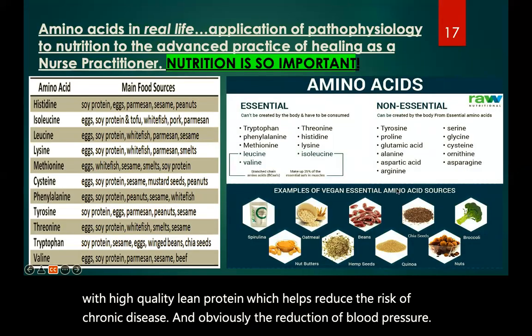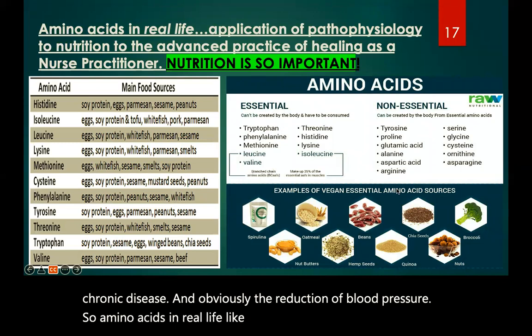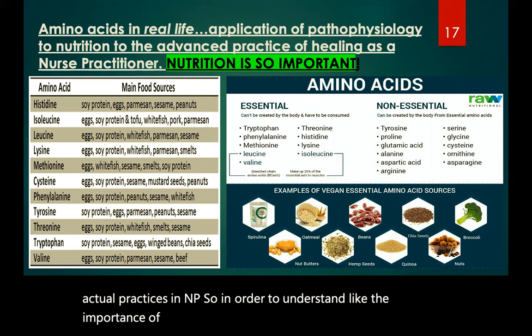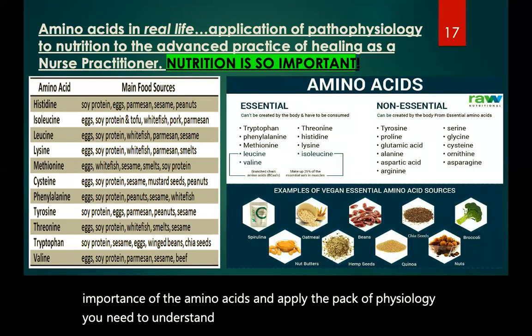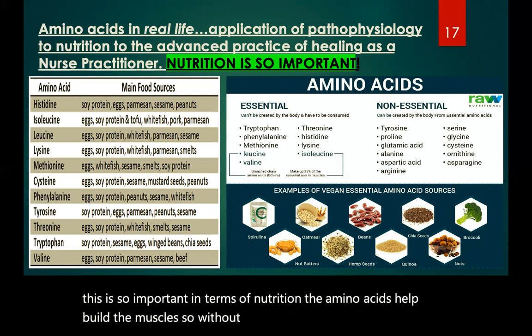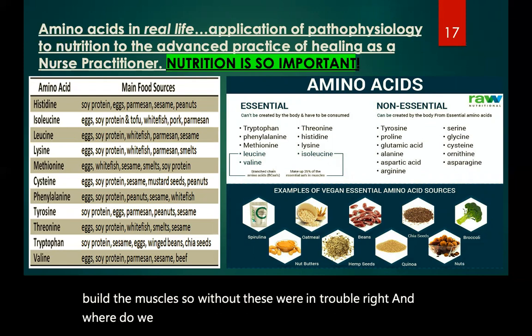So amino acids in real life, what does this all have to do with your actual practice as an NP? In order to understand the importance of the amino acids and apply the pathophysiology, you need to understand what the amino acids are and why this is so important in terms of nutrition. The amino acids help build the muscles. So without these, we're in trouble, right? And where do we get the amino acids in terms of food?